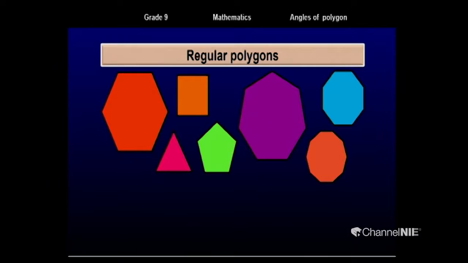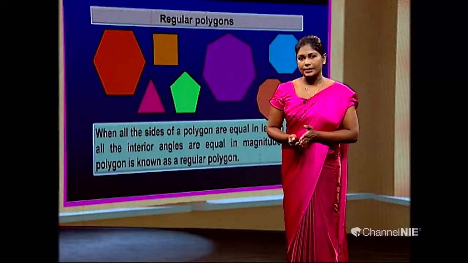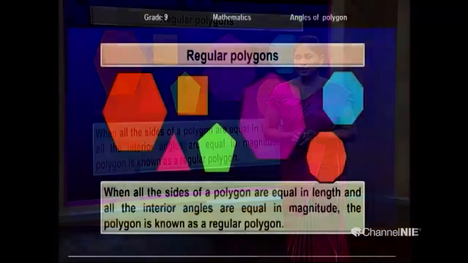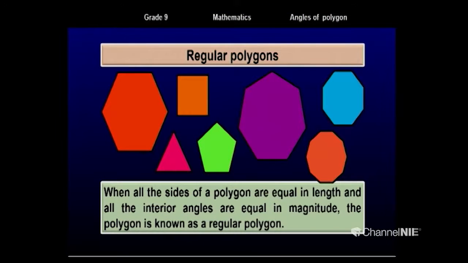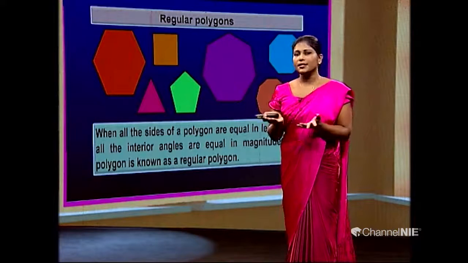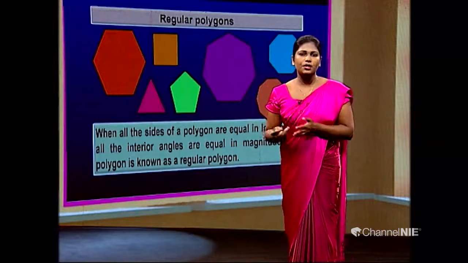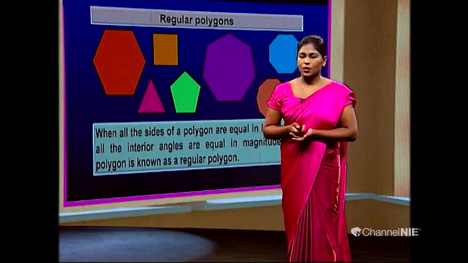Now you can see several polygons here. So we can define a regular polygon like this. When all the sides of a polygon are equal in length and all the interior angles are equal in magnitude, the polygon is known as a regular polygon. What are the main features of this? Equal angles and also equal sides. So now we are going to do some questions using the regular polygon theory. Look at that question.